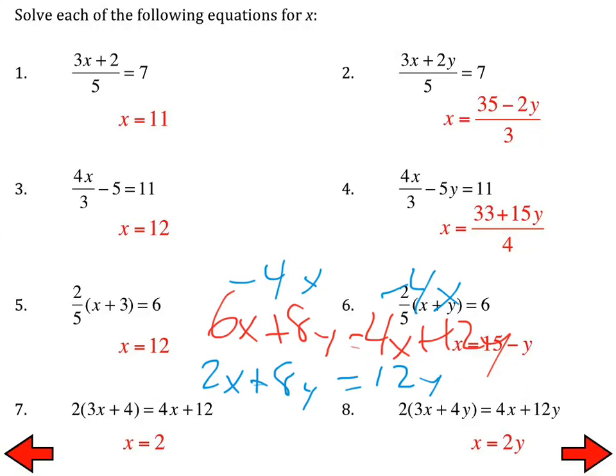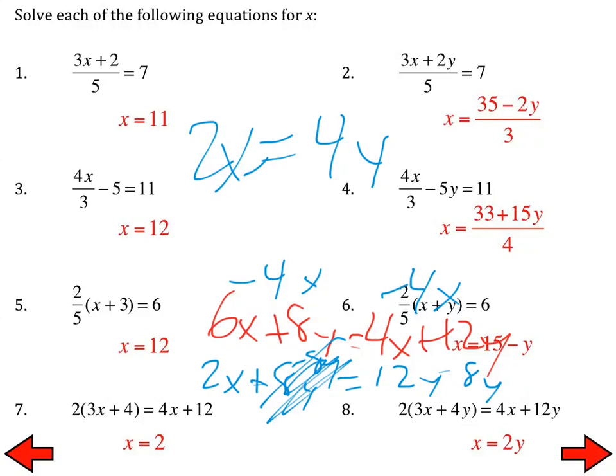Alright. So after you subtract 8y, and I know I'm trying to squeeze all this in here, that gives me 2x equals 4y. We're solving for x, so we have to divide both sides by 2, and that's how we get x equals 2y. Okay? We good?